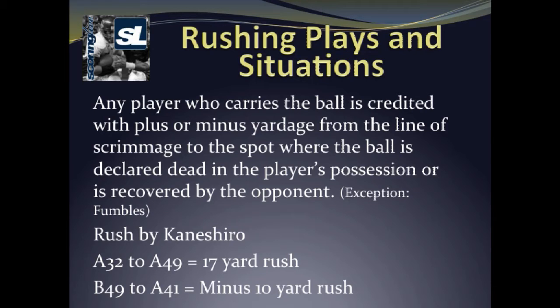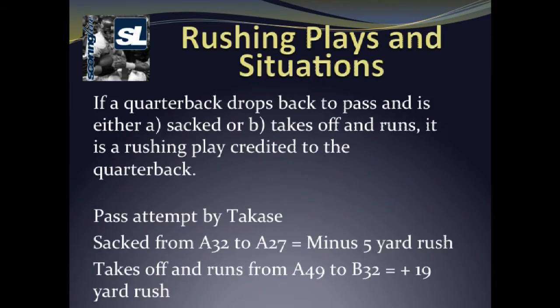Rush by Kaneshiro runs from the A32, which is your own side of the field, to the A49. That's a plus 17 yards. If Kaneshiro goes from the B49 backwards to the A41, that's minus 10 yards. Because B49 to the 50, that's minus 1, and then from the 50 to the A41, that's 9. So the net is minus 10 yards. Straightforward. Any questions on that?